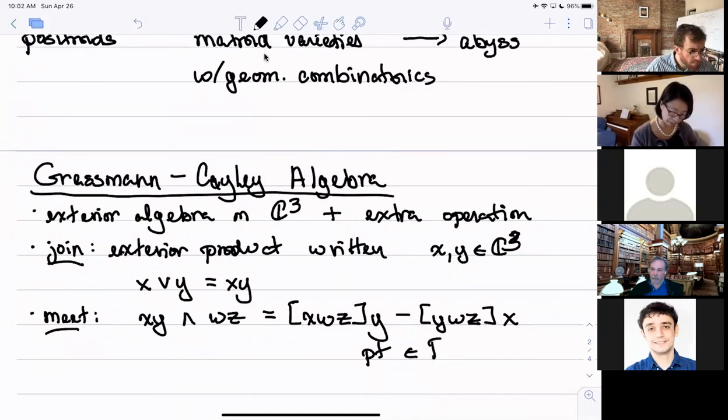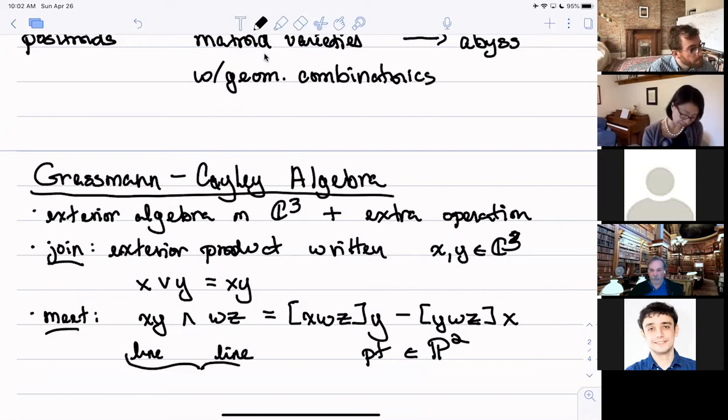So this is the point in P2. And I can see that it's on the line joining x to y. You can also rewrite this and see it's on the line joining w and z. So when I look at the other left-hand side of my equation, xy is a line, wz is a line, and this thing is a point that lies on both lines. So it should represent the intersection of the two lines.